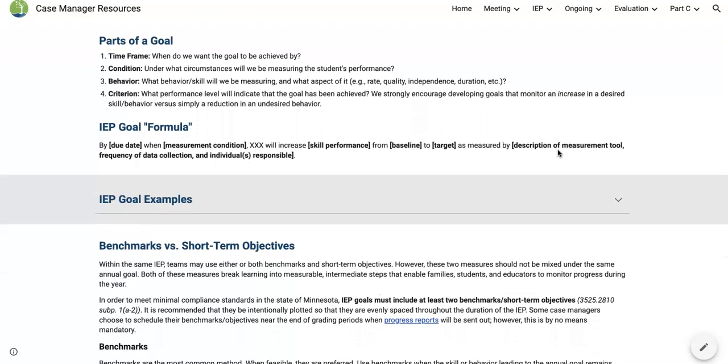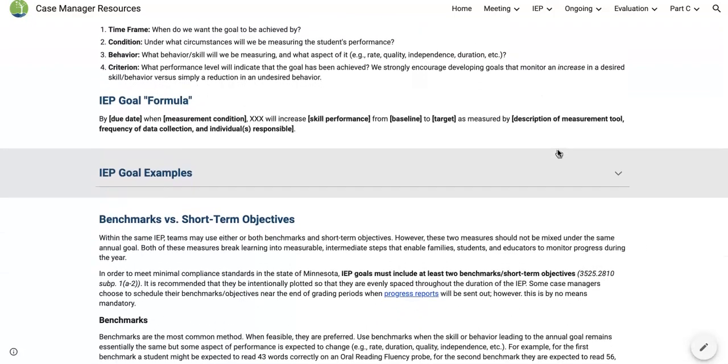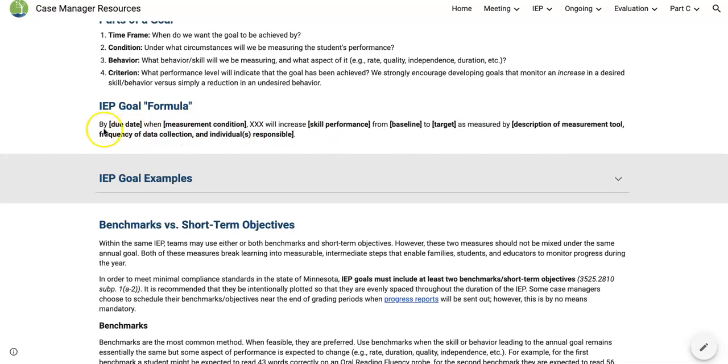So here we have what we like to call the IEP goal formula. And if you utilize, and I'm going to show you some templates in a minute where this is already crafted for you, so you don't even need to think about it. But essentially, we've got, by the certain due date. So that's going to be the time frame when, whatever the measurement condition is, when provided a prompt in the special education setting, the student will increase their ability to produce correct word sequences from 30 to 60.